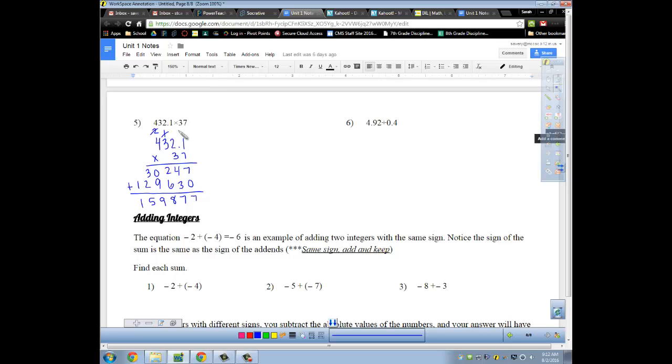So now look back at your problem. There's only one decimal place, so I just need to move over one time to get my final answer, 15987.7.